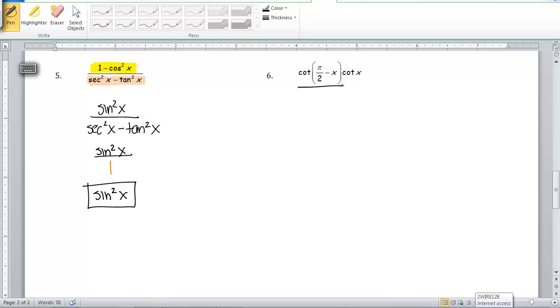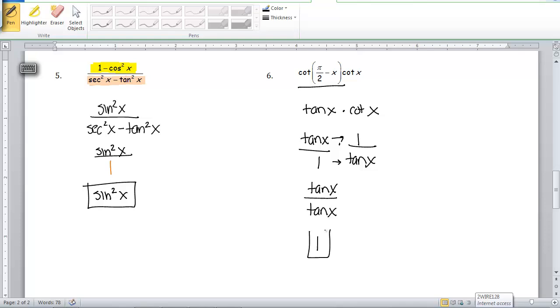Starting off in number 6, we have a cofunction identity. Cotangent of pi over 2 minus x is the same thing as tangent. At this point, I'm noticing that tangent and cotangent are reciprocal identities of each other. And so if I change either one of them to its reciprocal, and then multiply my fractions straight across, I get a value divided by itself, which leaves me with 1.